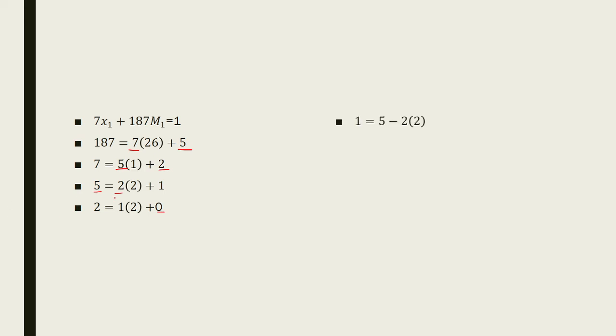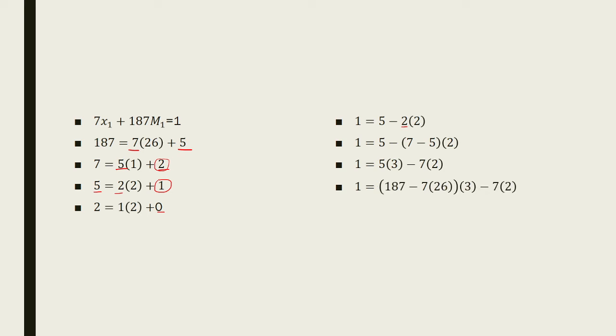And now we want to work backwards. So we start with 1. We solve for 1, and that involves subtracting 2 times 2. So 1 is 5 minus 2 times 2. And then we solve for this 2. Over here, we just subtract 7 minus 5. Simplify. And then we substitute 5. So we solve for 5 over here by subtracting 7 times 26. That's this guy over here. Simplify, and get that M1 is 3. Okay, M1 is being multiplied by 187, and that is 3.